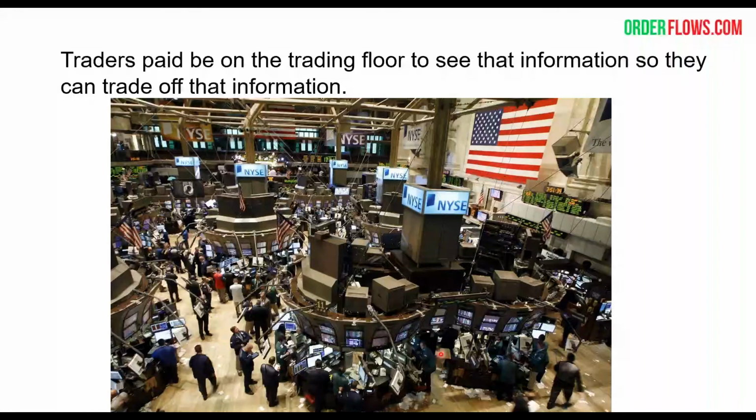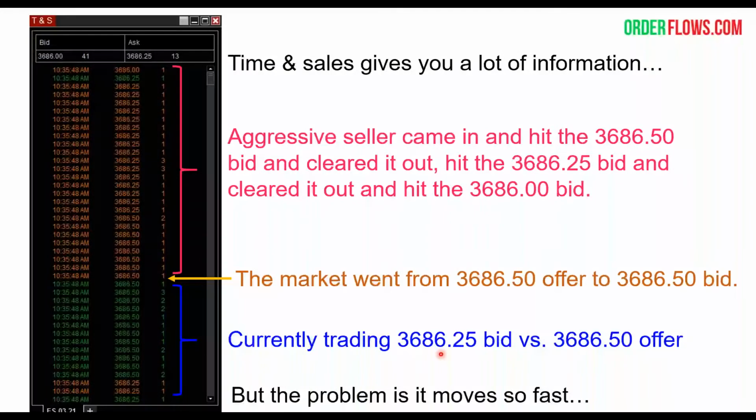Again, traders used to pay hundreds of thousands of dollars to be on the trading floor when there were many trading floors all around the world. Now there's just one or two. And the reason being, so they can see the order flow that's coming into the market, what people are trading.